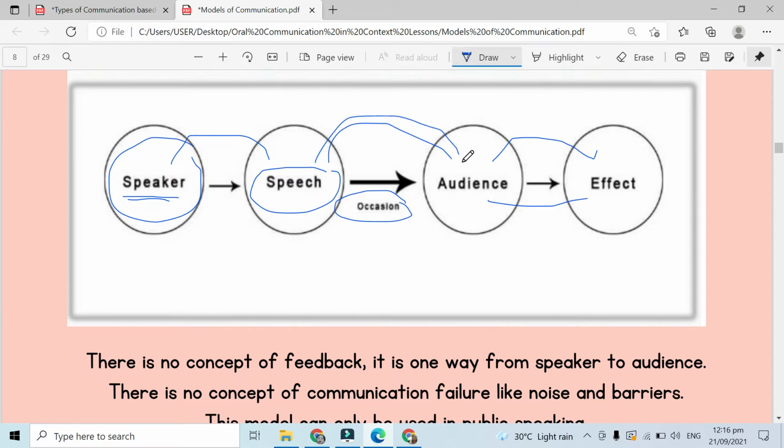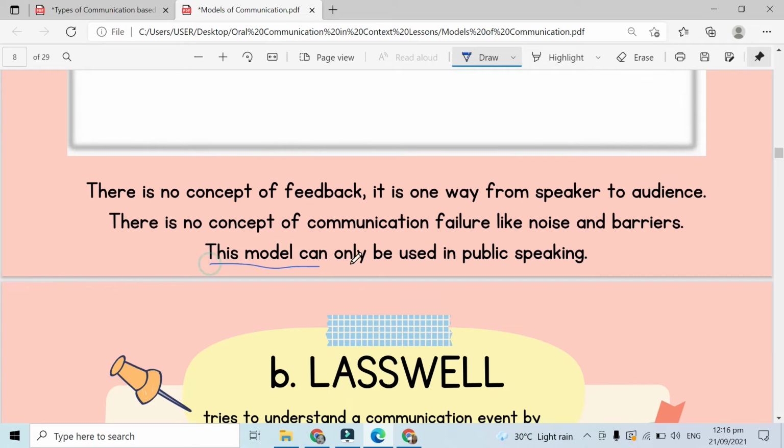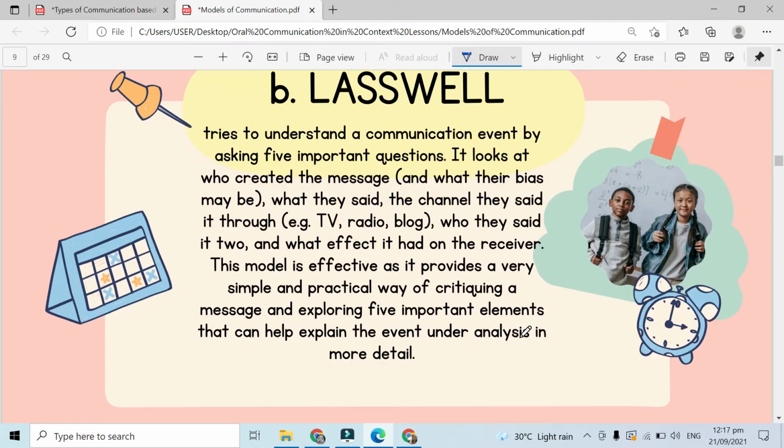So the audience could be from the television, media, politicians, many more, nationwide and worldwide audience. And then the effect could be positive. A lot of Filipinos cling to the promise. So I'm not saying that the promise isn't true. Promise is made to be broken. So that is an example. Again, this model can only be used in public speaking. One way direction. The next under linear is Lasswell.